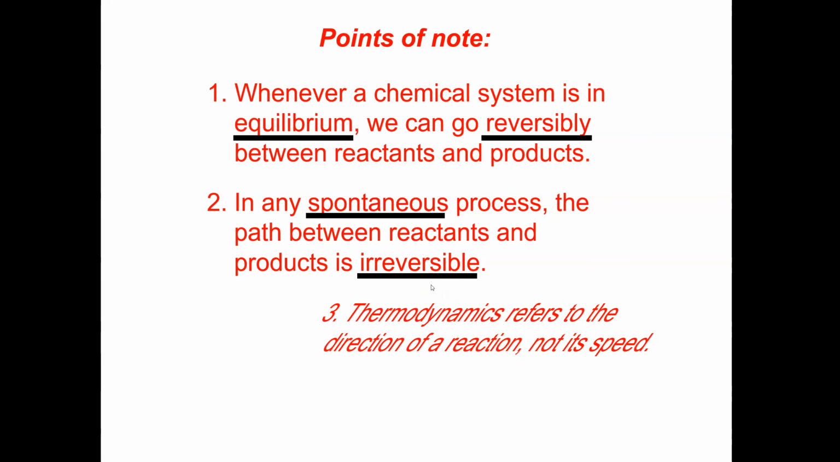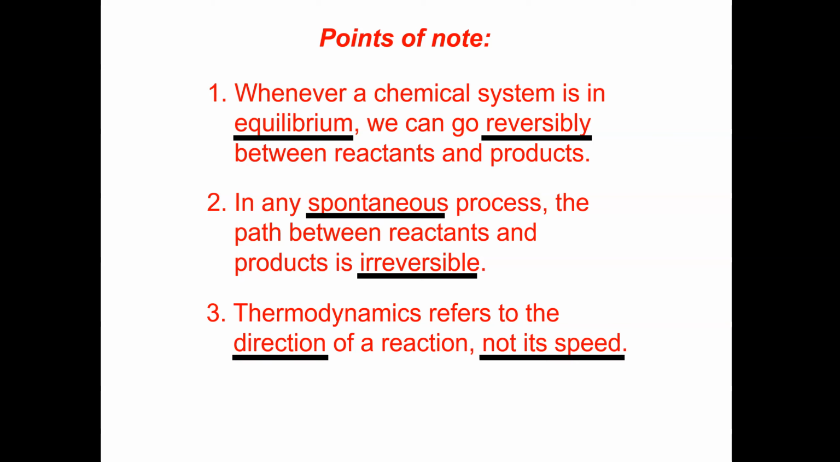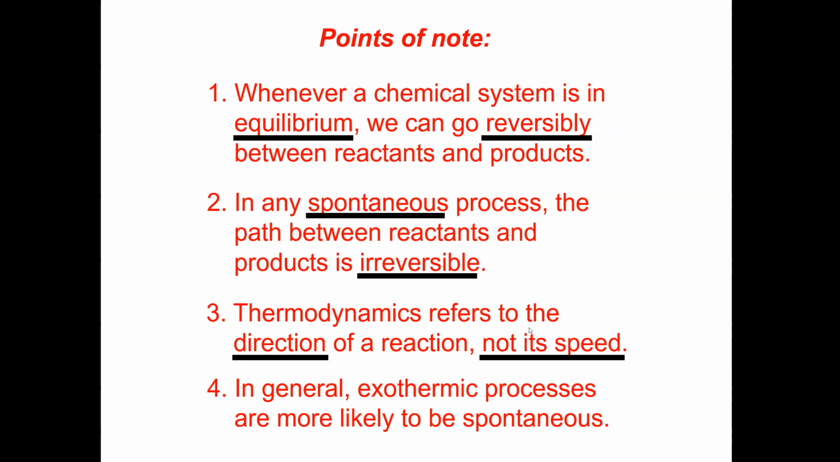In other words, it takes a lot of energy to get it back to its original form. And the third thing is thermodynamics refers to the direction of the reaction, not its speed. So we're not interested in how fast something is. We're interested in whether it's going to be favored in one direction or the other. And finally, in general, exothermic processes are more likely to be spontaneous or thermodynamically favored. Processes in which a system's disorder increases tend to occur spontaneously.